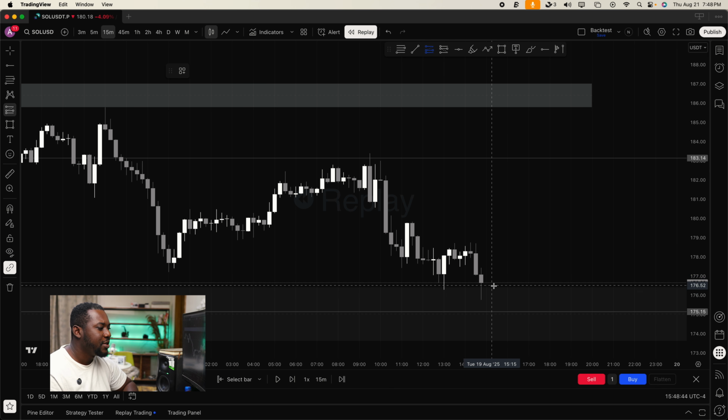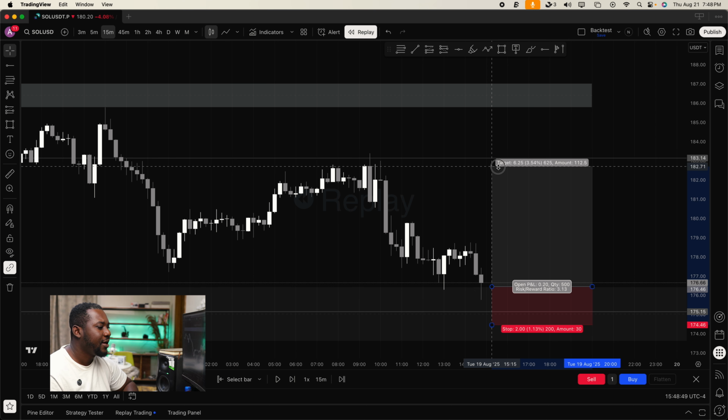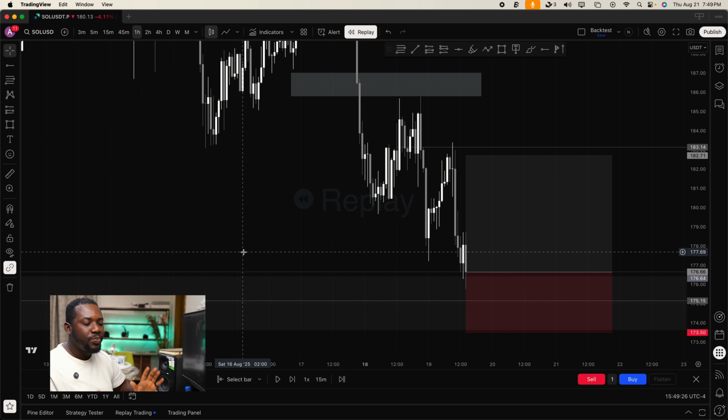Okay, so I'm just going to place my trade from this zone and target, let's say, this high. Then I'll put my stop loss right here. Okay, so I'm going to play it out so we see how it goes.